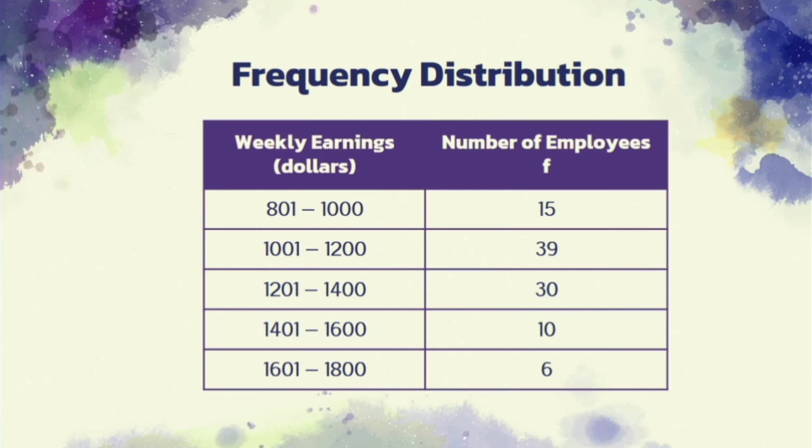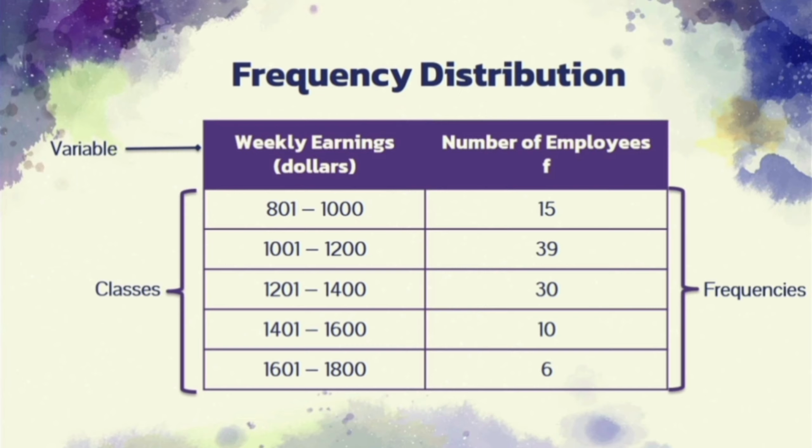The table gives the weekly earnings of 100 employees of a large company. The first column represents the classes that express the variable of weekly earnings. It can be observed that the given table contains 5 classes or 5 groups. The numbers listed in the second column are called frequencies, which provide the number of data values that belong to different groups, and it is denoted by f. For instance, in the first group, 15 employees have weekly earnings between $801 and $1,000.